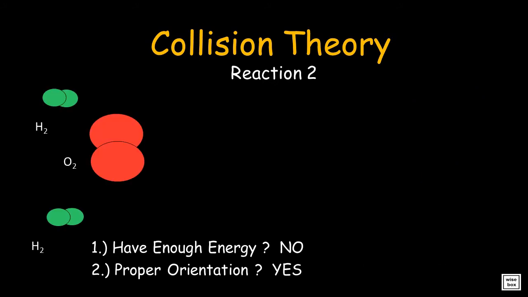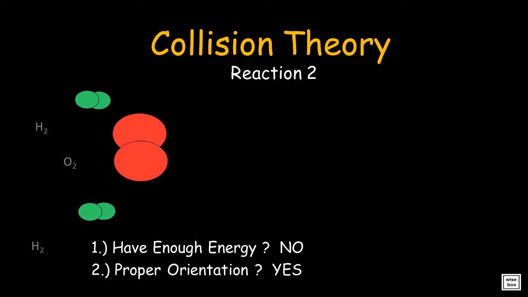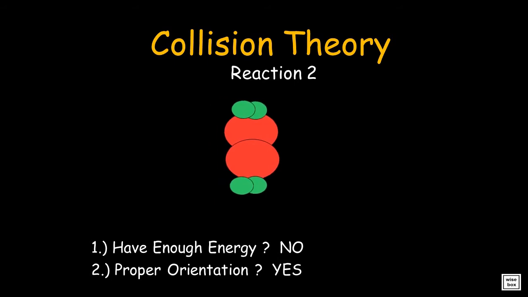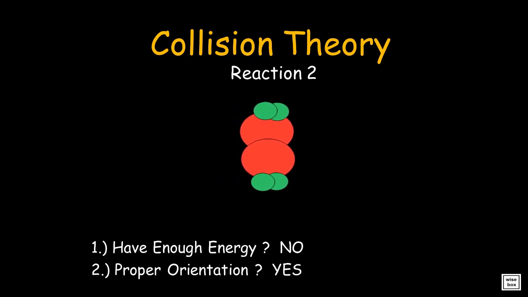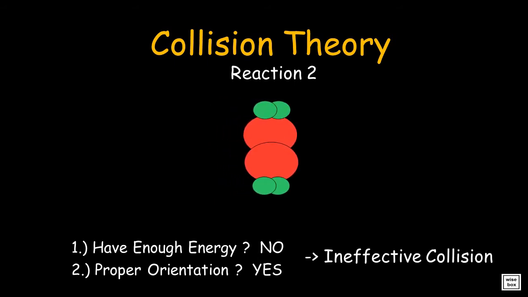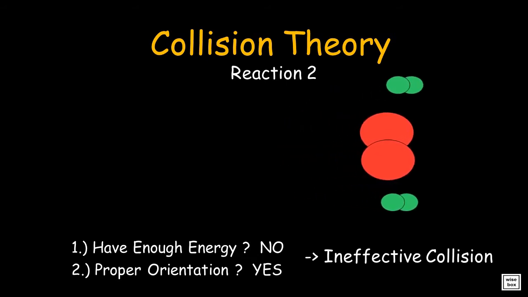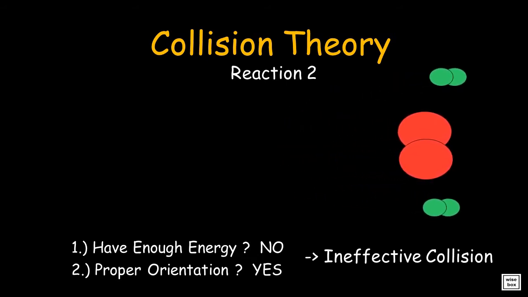Let's have another example. What if the oxygen and hydrogen molecules do not have enough kinetic energy and are too slow? What do you think will happen? This is an ineffective collision of oxygen and hydrogen molecules. This produces no reaction, and the reactants just bounce apart, unchanged.